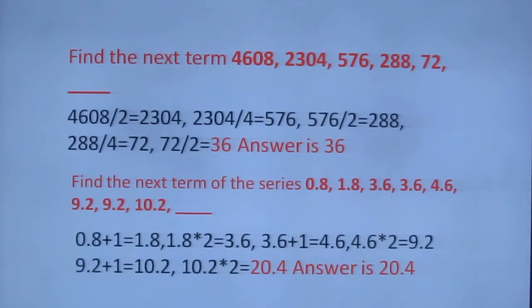What's your answer? 0.8 plus 1 is 1.8. 1.8 times 2 is 3.6. 3.6 plus 1 is 4.6. 4.6 times 2 is 9.2. 9.2 plus 1 is 10.2. 10.2 times 2 is 20.4. So it is plus 1, multiplied by 2, plus 1, multiplied by 2, and so on. From 0.8 to 1.8 the increment is plus 1, and 1.8 to 3.6 is multiplication by 2. Or rather, you can take a group of 3 numbers combined: first 3, next 3, like that. Shall we go to the next question?